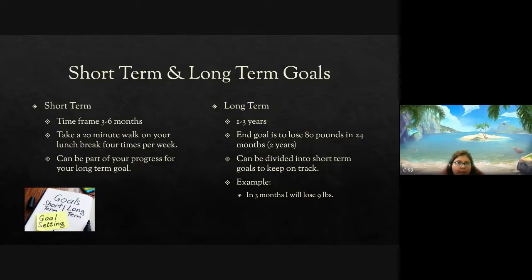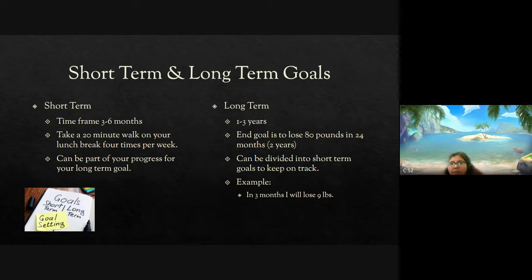So we kept along with the weight loss theme. For short term, we have the time frame of 3 to 6 months. Take a 20-minute walk on your lunch break 4 times per week, which can be a part of your progress towards your long-term goal.